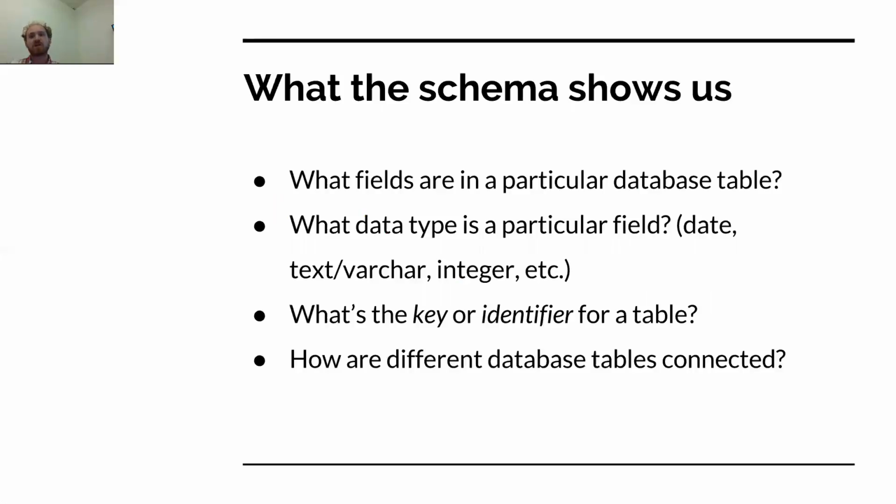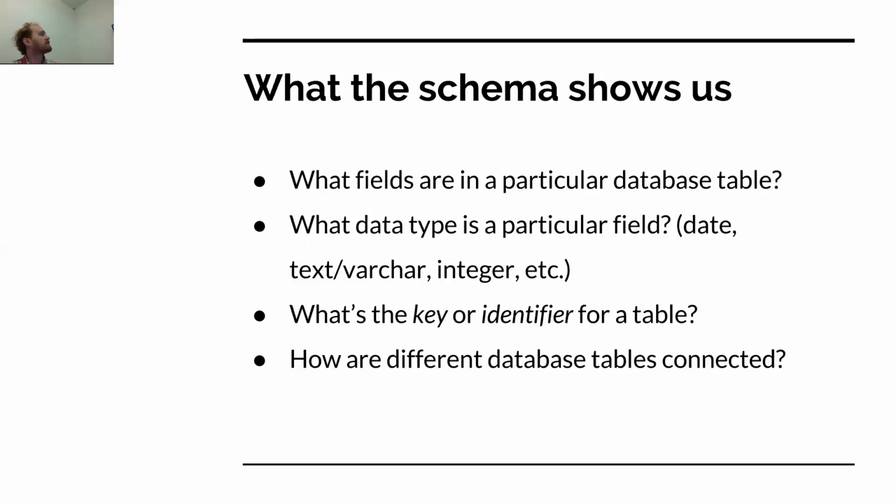And then it shows us all sorts of different important things, and we'll learn how to read and interpret it in a little bit. But these are the sorts of questions we can answer by looking at the schema. What fields are in a particular database table? So for instance, that items field has barcode in it, it has location, home branch. Those are things that are in the items database table.